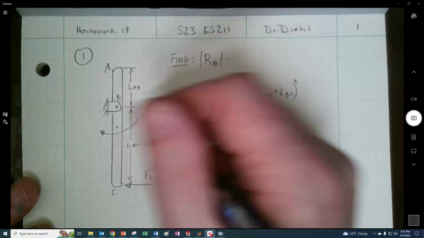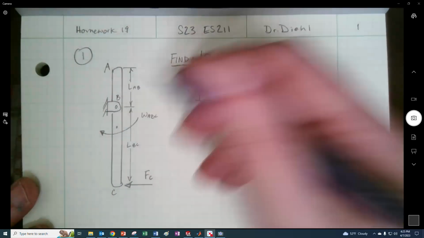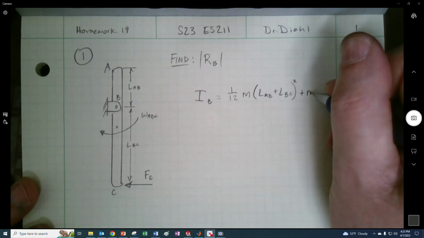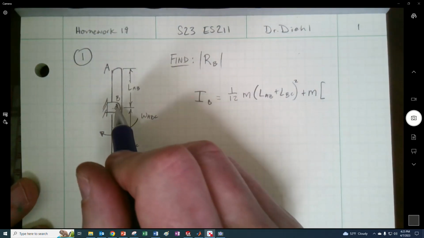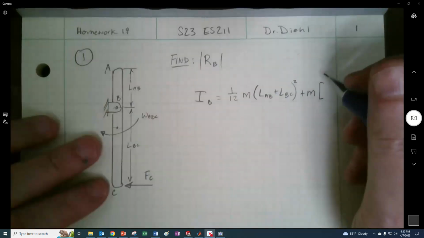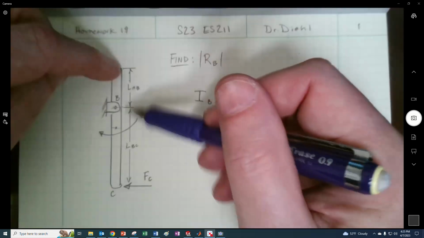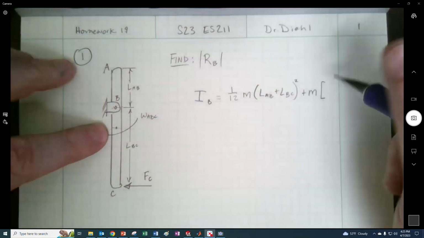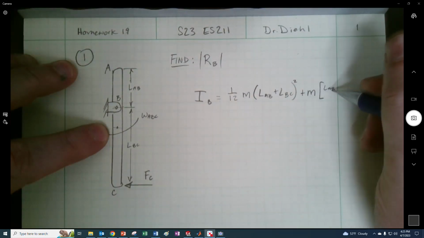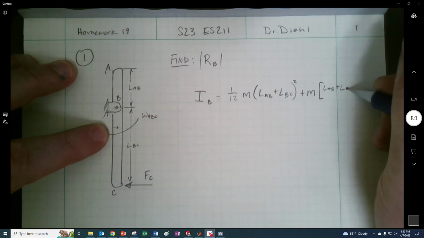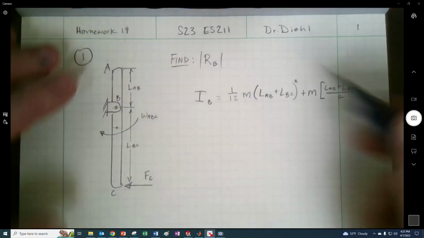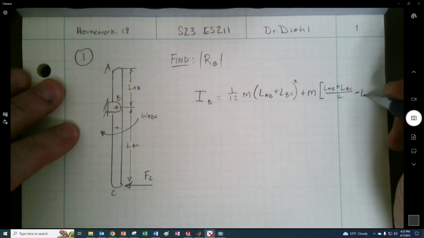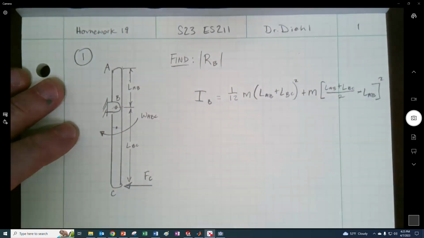So if you want to get the mass moment of inertia about that spot, you have to add in m, and then the distance between the center here and here. Well, that's going to be this average length, right? So LAB, I'm not going to fit it onto this then, LBC over 2. But then you're going to subtract out that length right there. So minus LAB squared. All right, and then you get the value for this.